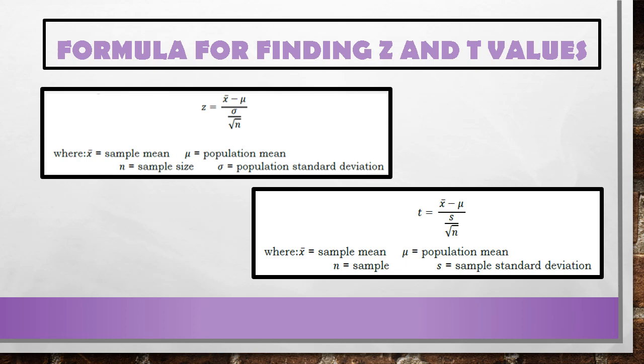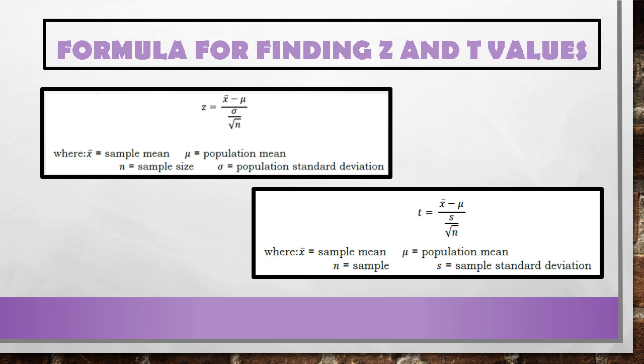So this is the formula for finding z and t values. Let us be guided with these formulas since these are used in computing for the test statistic. And the test statistics that we have are the z and the t values. For computing the z value, you need to have the sample mean, the population mean, the sample size, and the population standard deviation so that you can compute for the z value or z test statistic.